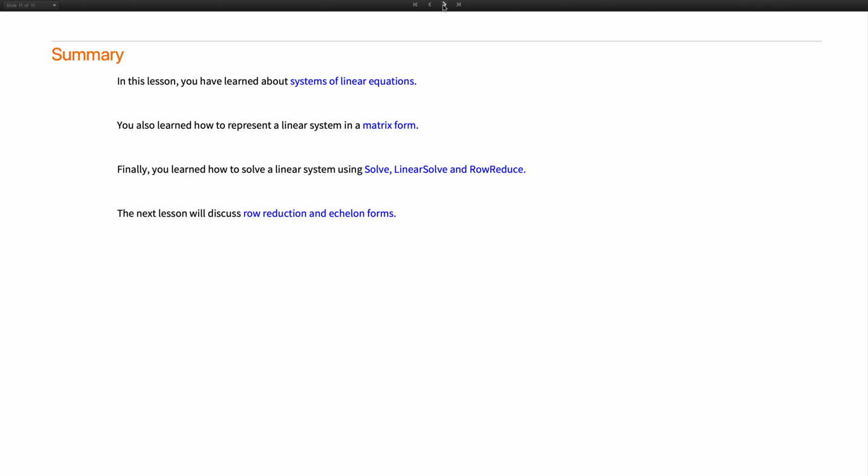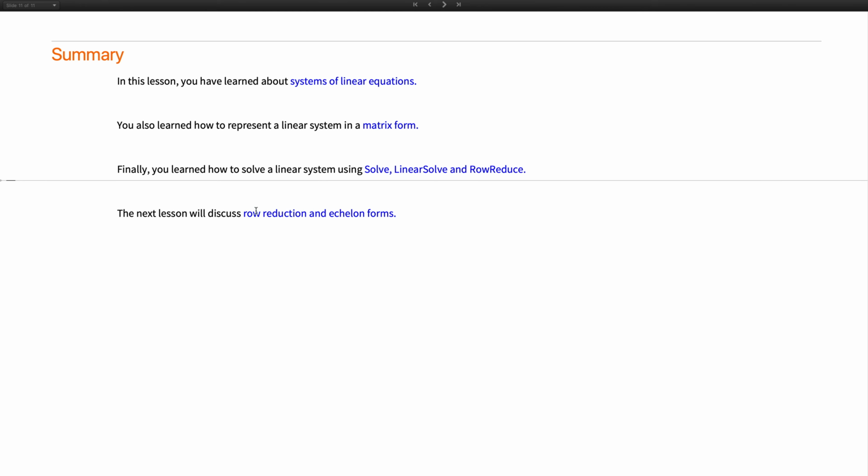Okay, so that brings me to the end of the lesson. Basically we have talked about systems of linear equations, and you can always use matrices to represent such systems. And there are 3 ways to solve them. You can use Solve, which is kind of the classical way to solve the equations. But if you're doing linear algebra, you probably want to use LinearSolve. Or you might want to use RowReduce, but that's a little harder to understand.